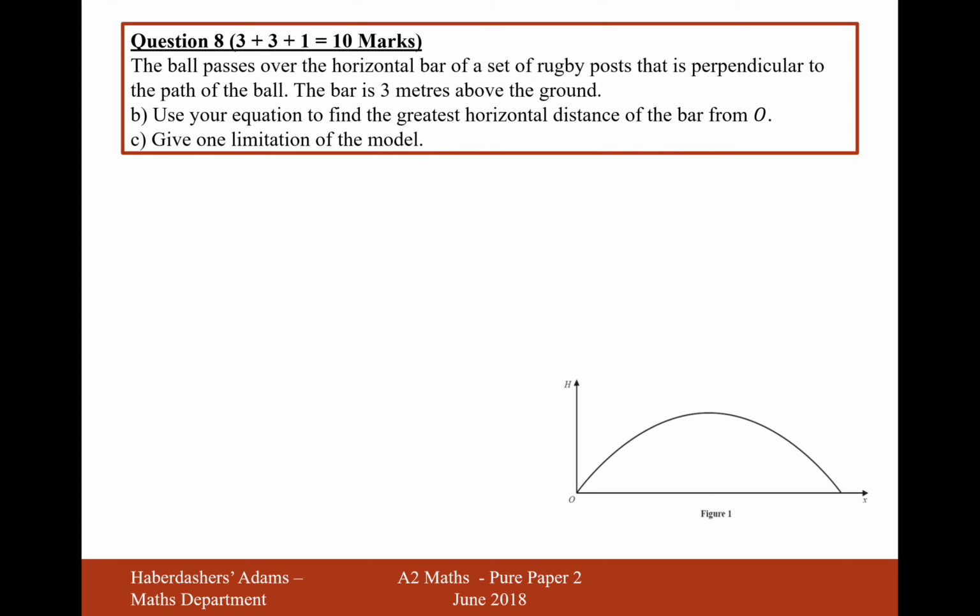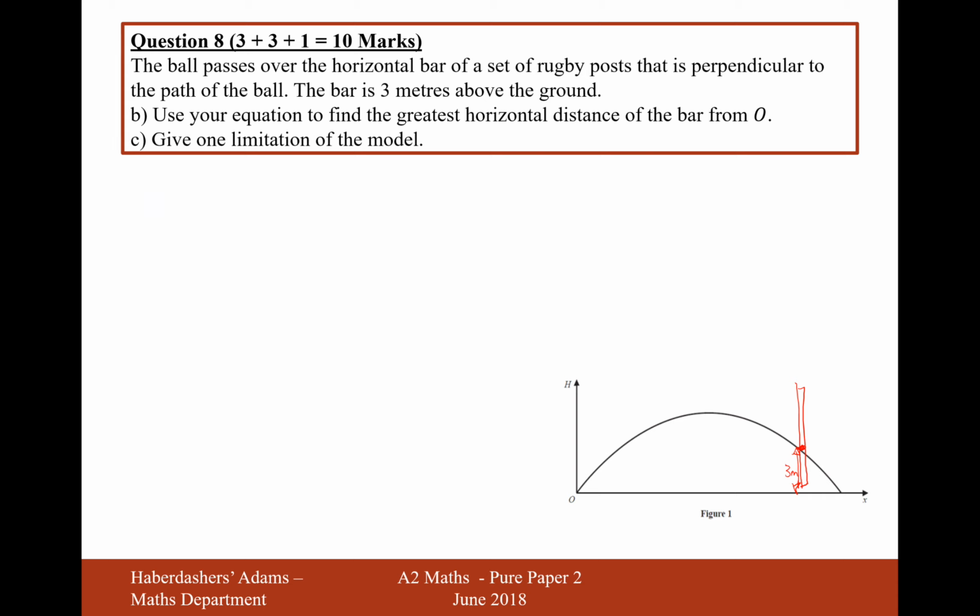Moving on to part b. The ball passes over the horizontal bar of a set of rugby posts, perpendicular to the path of the ball. The bar is 3 meters above the ground. Use your equation to find the greatest horizontal distance of the bar from O. So we put some rugby posts here, and the bar on the rugby post is 3 meters high. What we want to find is the x coordinate that gives us a height of 3 meters. It's probably going to be 2 x coordinates, and we want the second of those.